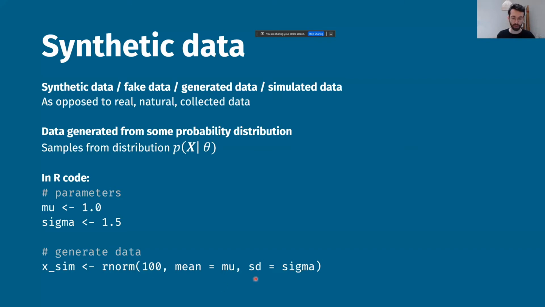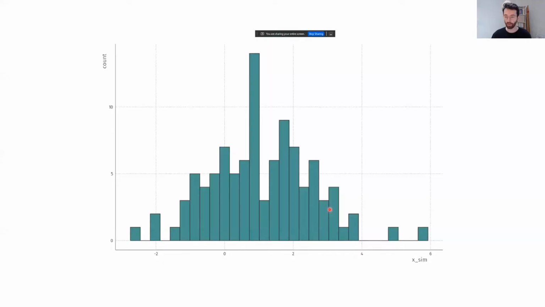So this whole thing is basically my probability distribution. In order to generate data, I need a probability distribution and I need parameters. And then I can plot the values. So here is a histogram of x_sim, where the values are on the x-axis and the number of occurrences are on the y-axis, a standard histogram, right? So that's how I can generate some data.